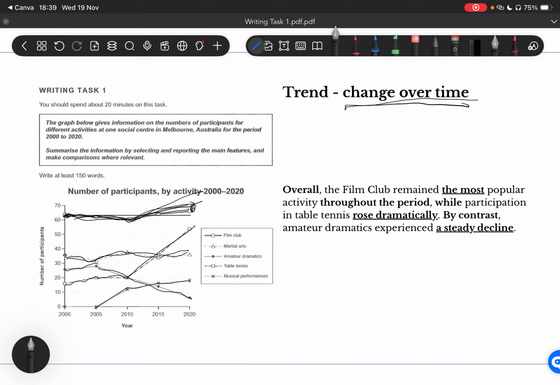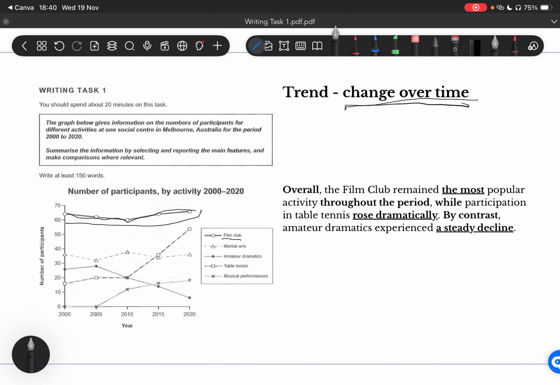So what are the main trends? Main trends are what you see from the given picture, like from the first glance. Those are the main features. Let's see, here we have the main features mentioned. Like film club is the one on top. It was mentioned that overall the film club remained the most popular activity. So that's what we see and notice from the first glance.